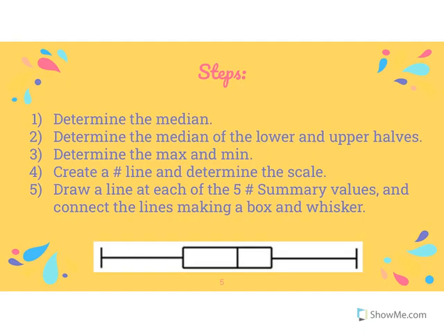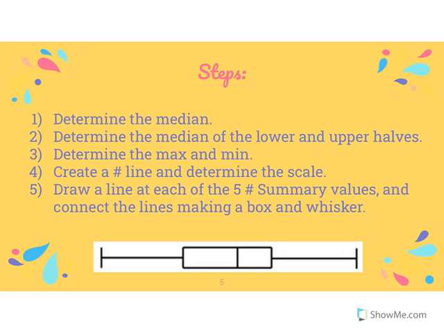Then we have our steps on how to actually calculate this. So as our step 1, we're going to determine the median, and then the median of the lower and upper halves. Once we've found that, we can then determine our min and our max. And then we're going to create a number line that determines the scale.